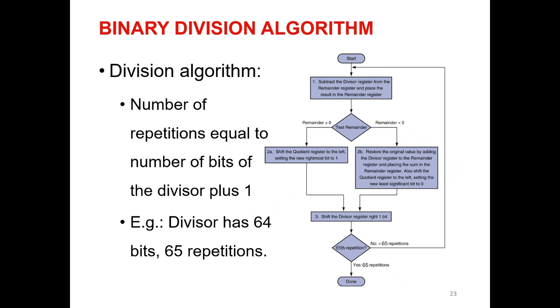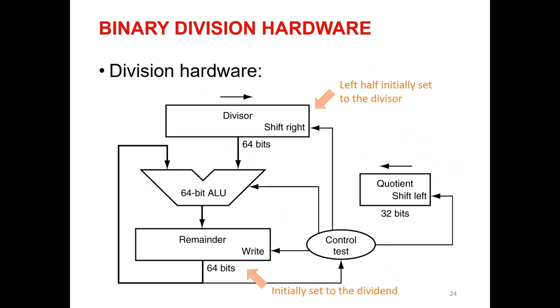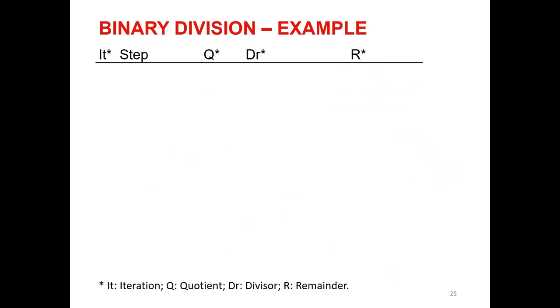So the hardware equivalent to this algorithm is the one you can see here on the screen. It's similar to the one we have seen in the multiplication. We have the divisor here. Initially, we set the remainder with the dividend, and we have here the quotient, and again we have a control unit which tells us when we need to write the remainder or not, when we need to perform an operation or not, when we need to shift the divisor right, and when we need to shift the quotient left. So let's do as before. Let's do an example, and hopefully it will be much clearer.